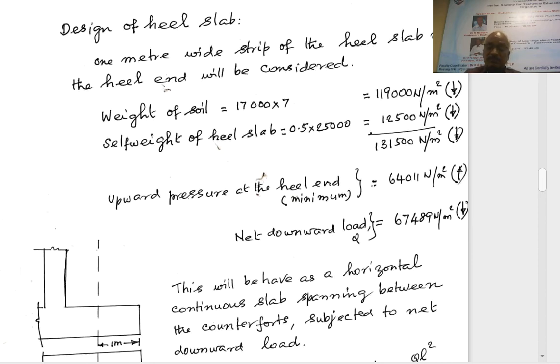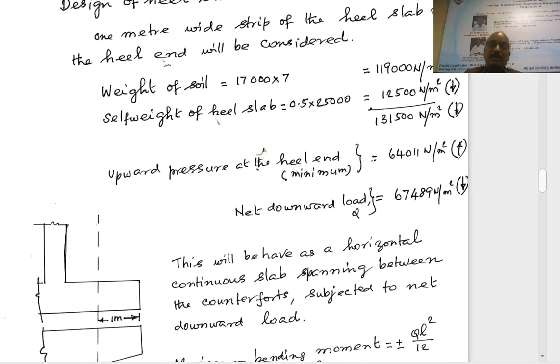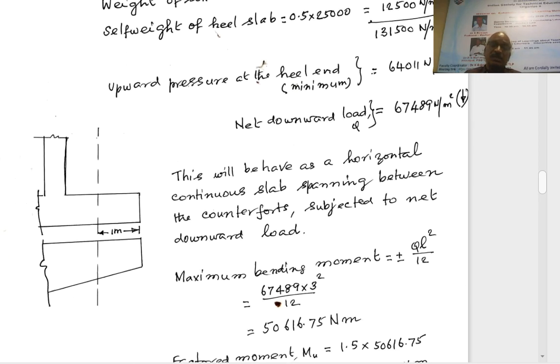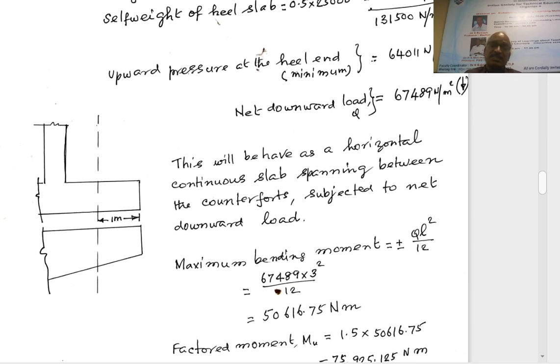Now this slab is again supported between counterforts. So this will be subjected to the net downward force as we have calculated, 67,489 downwards. So this will also act as a continuous slab subjected to downward force. That means midway between the counterforts, the tension will be at the bottom, and at the section of the counterfort, the tension will be at the top. So this will behave as a horizontal continuous slab subjected to a net downward force.